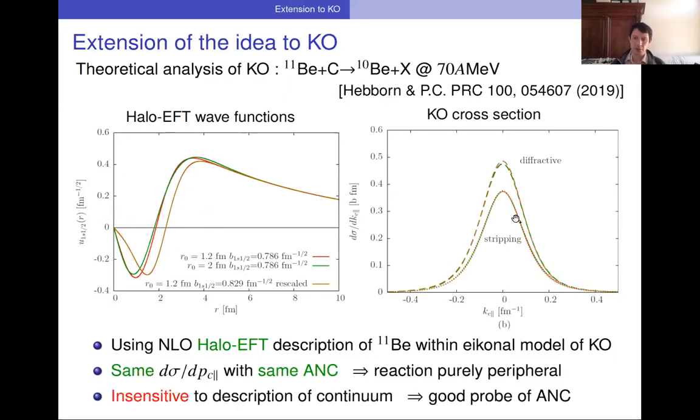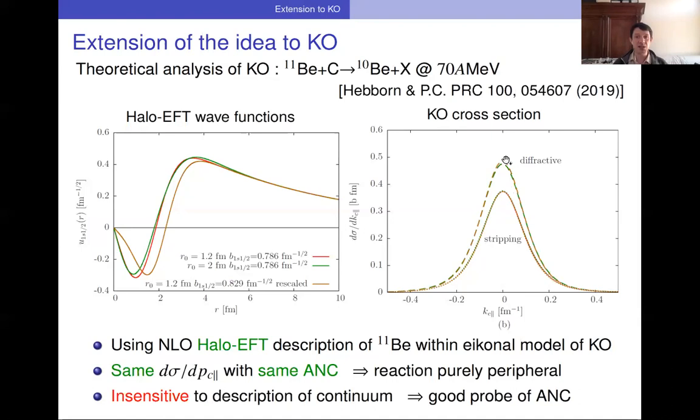Here are her results for the breakup cross section, the knockout cross section, as a function of the momentum of the core in the center of mass. And what you see is that the top curve, the dashed curve, is the diffractive contribution, where basically beryllium-11 breaks up into beryllium-10 and the neutron, and they both survive the reaction, but the neutron is not detected. The stripping cross section is this series of dotted lines here, where the neutron is absorbed by the target. Both are about the same height, so you really need to include both in the comparison to the data.